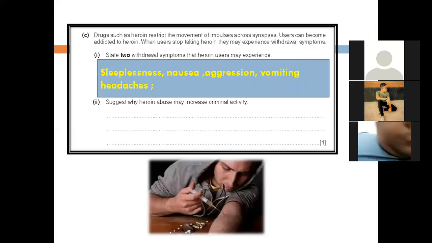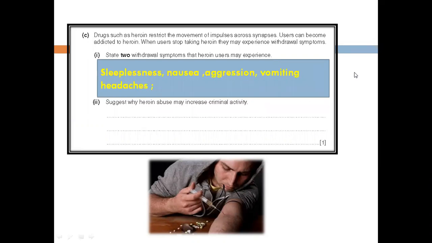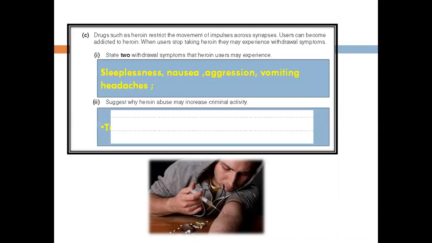Suggest why heroin abuse may increase criminal activity. It will increase criminal activity because that person is addicted to heroin and he needs to buy a dose of it. And if he has no money, he turns to crime. Is it clear? Okay. Now move toward another. State two withdrawal symptoms, all right, it's finished.